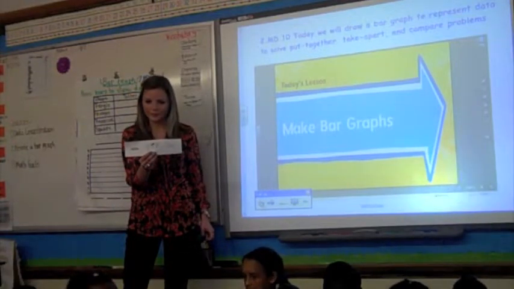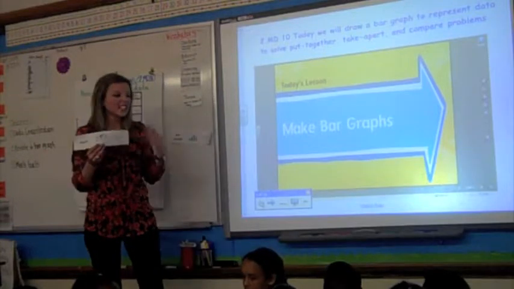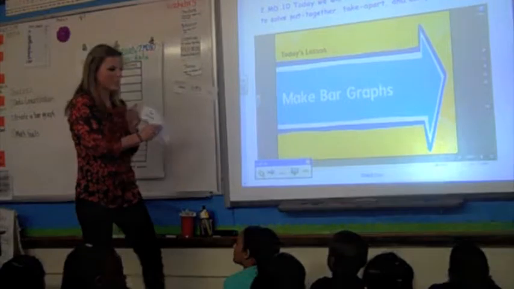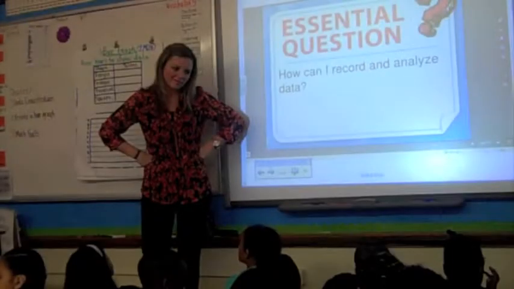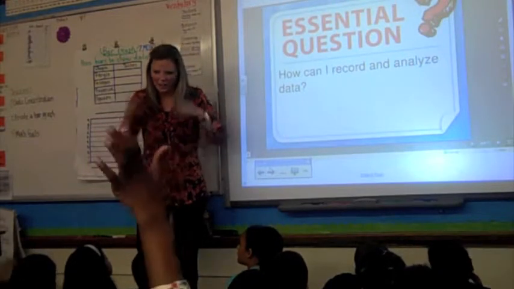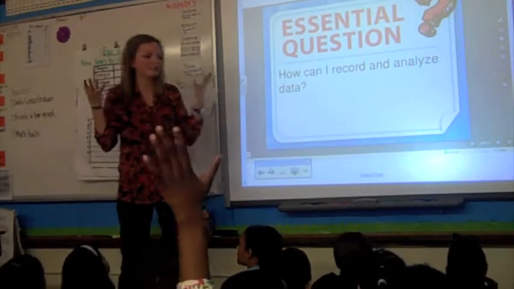Floor? Yeah, it's a collection of information. Today, we're going to be organizing our information into a bar graph. We're in second grade. When would we ever need to use data? Why would we ever use data or create a graph?